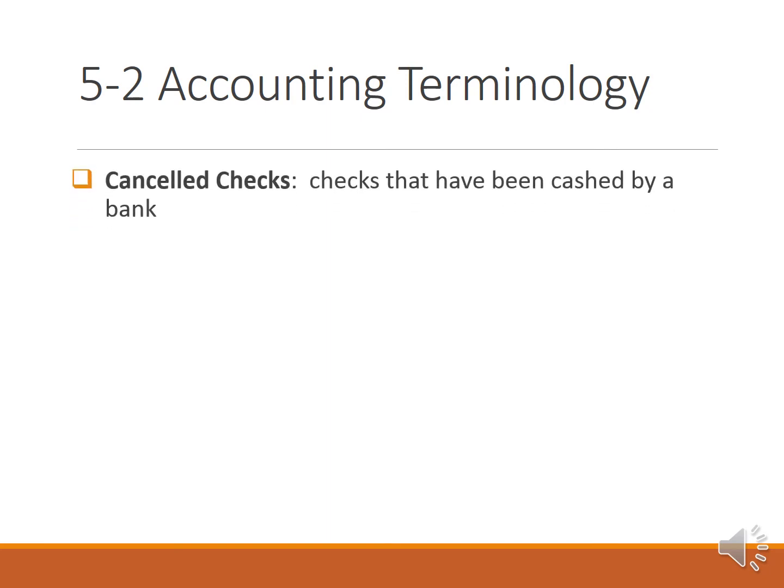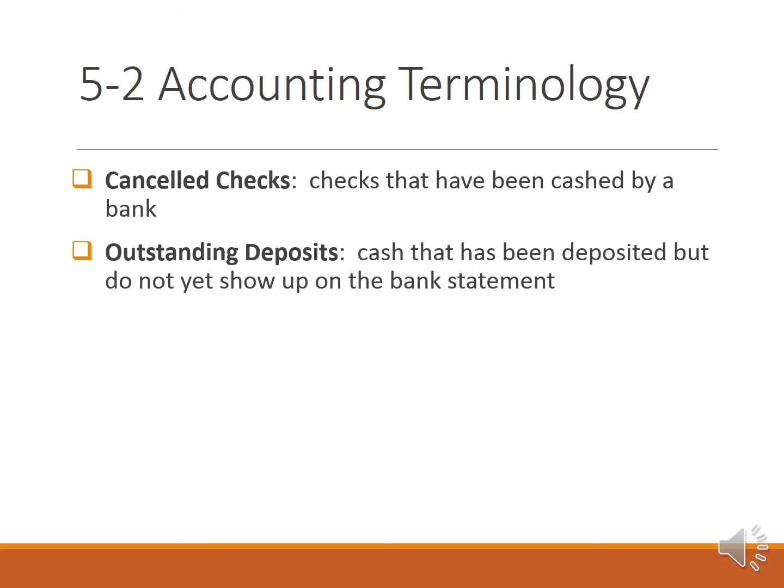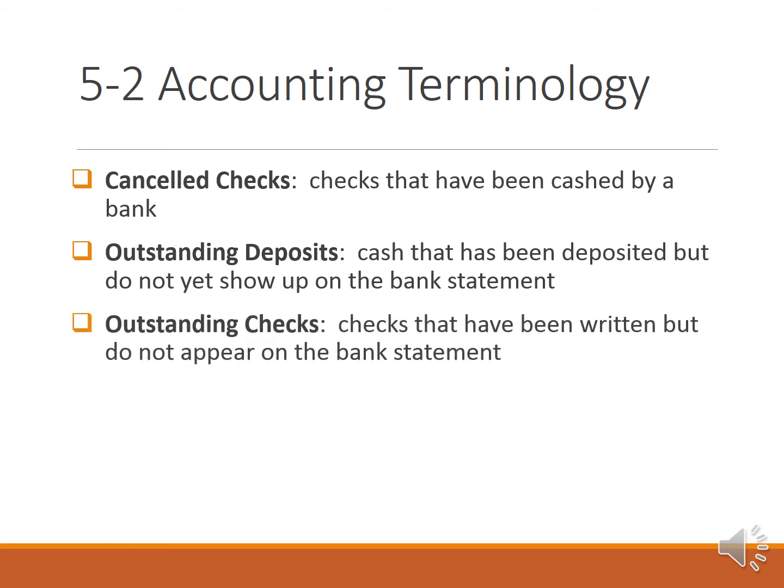Canceled checks. Canceled checks are checks that have been cashed by the bank and they're listed on your bank statement. Outstanding deposits are cash that has been deposited but are not yet showing up on the bank statement. Outstanding checks. These are checks that have been written but do not appear on the bank statement.